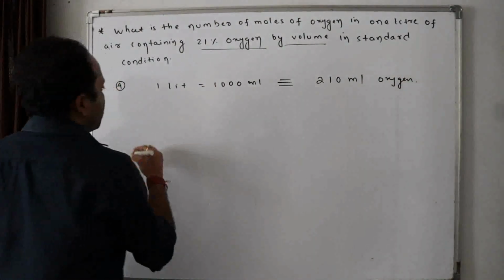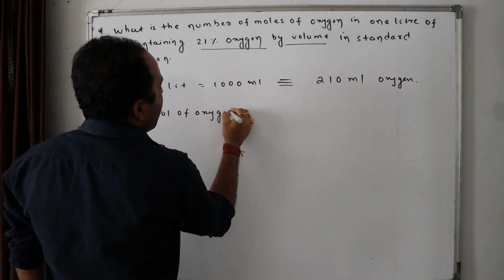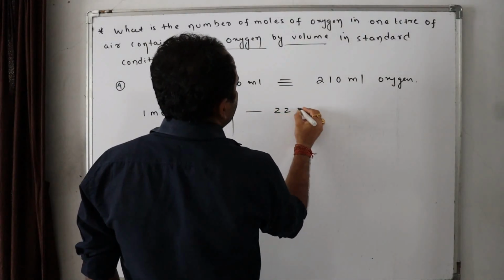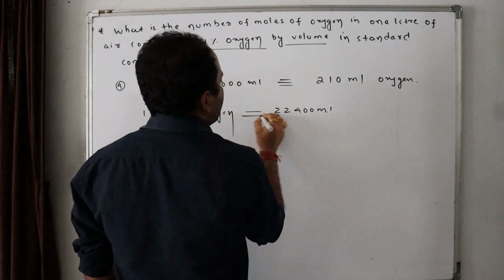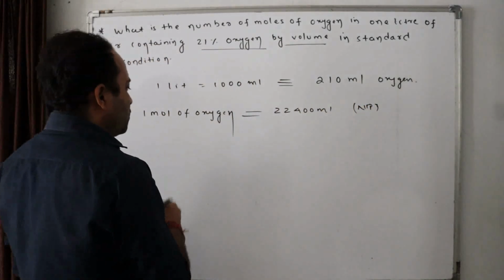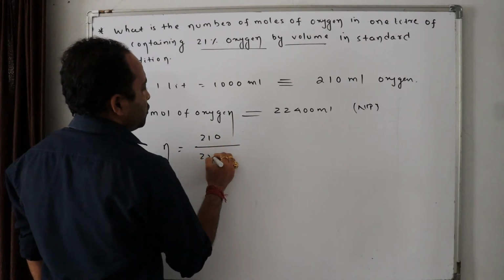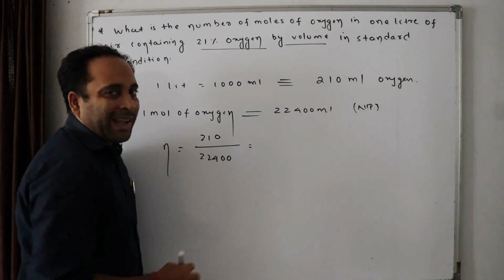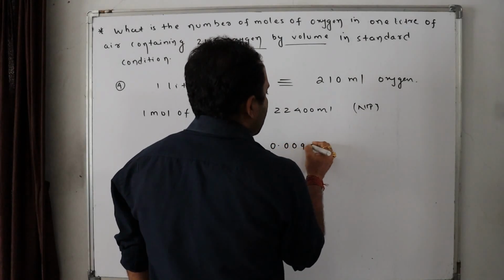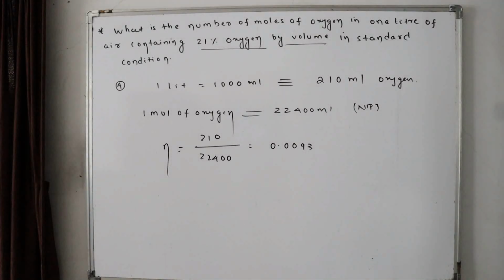Now we know that 1 mole of oxygen occupies 22400 ml at standard conditions, at NTP conditions, isn't it? So 210 is how many moles? Number of moles is equal to 210 by 22400. So please calculate it. It comes approximately 0.0093. Check it out. Check the calculations better. Isn't it?